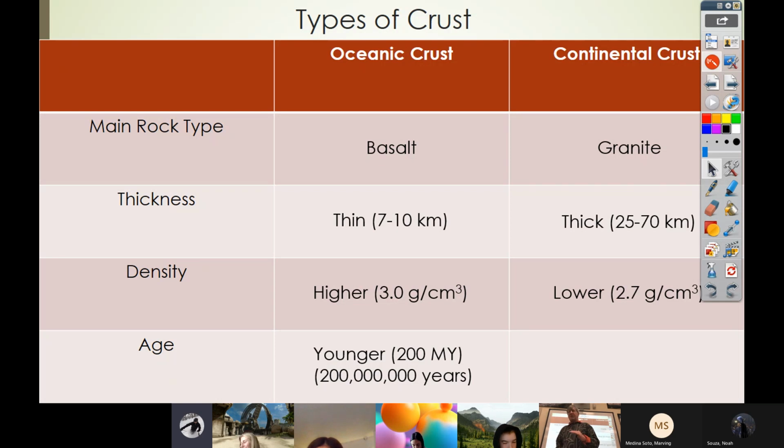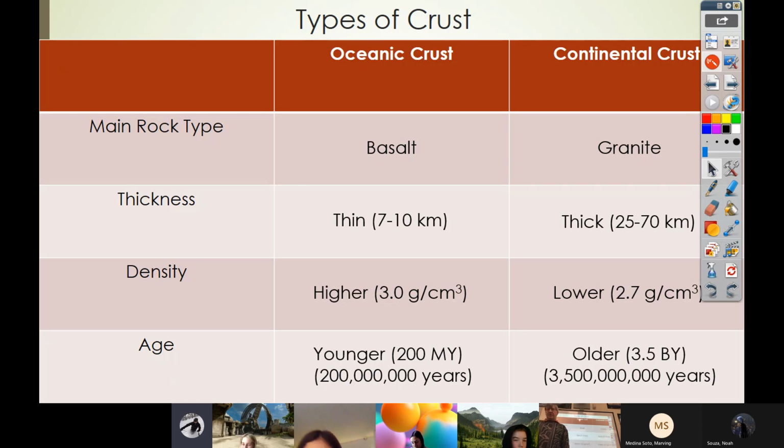Now compare that to the continental crust, much, much older, 3.5 billion years old. So continental crust is over 1,000 times the age of the ocean crust. All right. Again, you don't have to write down any numbers on this page, just the comparisons, thin versus thick, high versus low, young versus old, and that's all you need to know. All right.